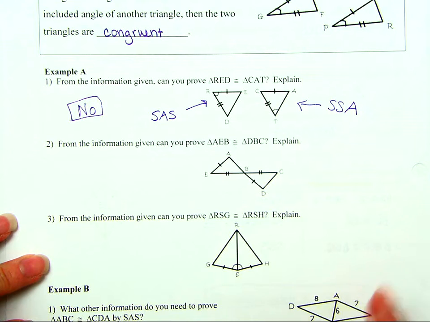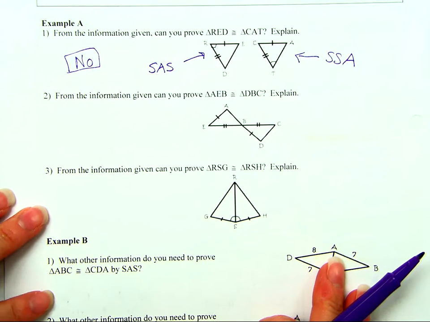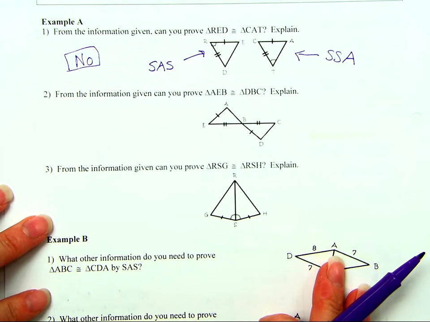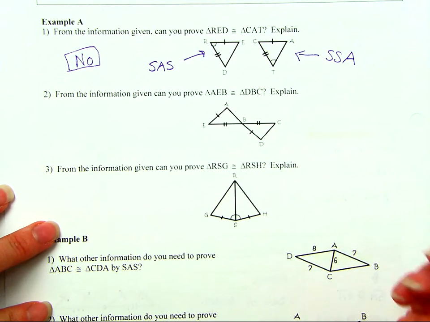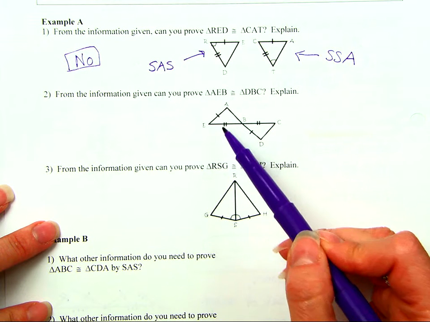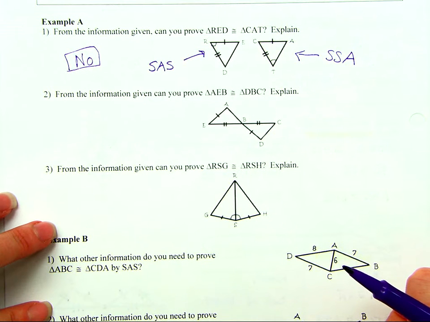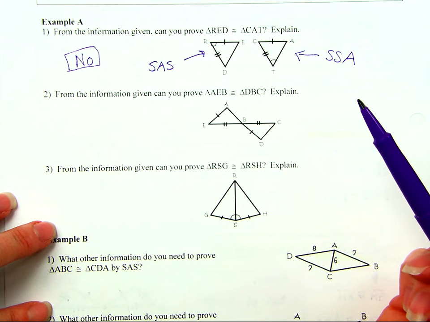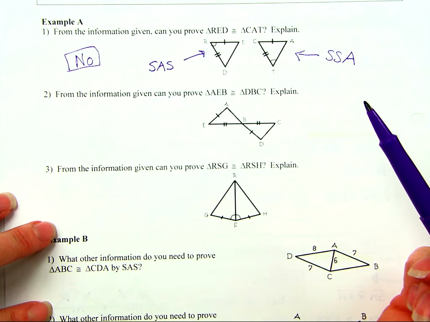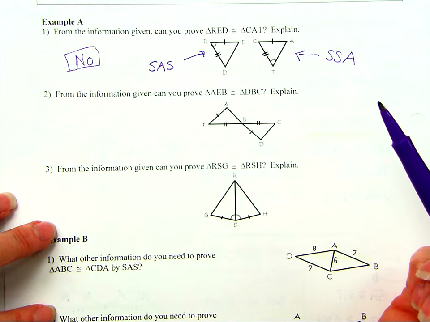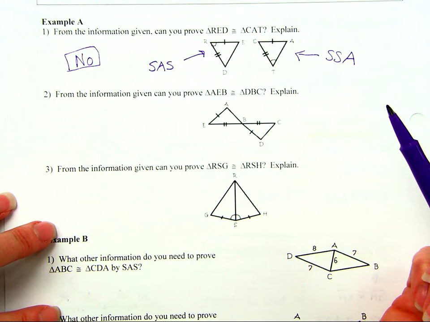In diagram number 2, we're wondering about triangle AEB and triangle DBC. I do see that I have two sides marked congruent. Now sometimes kids will say, I want to mark that third side. I want to mark AB congruent to CD. I'll tell you though, we can't mark anything just because it looks the same. We have to be able to justify it. And so I can't mark the third side the same.